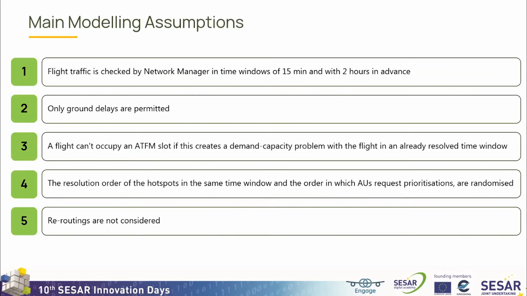In order to model this complex system of interactions, we have derived a series of hypotheses or simplifications. The most relevant ones are listed below. Flight traffic is checked by the network manager in time windows of 15 minutes and 2 hours in advance. Then only ground delays are permitted. A flight can't occupy an ATFM slot if this creates a demand capacity problem with the flight in an already resolved time window. The resolution order of the hotspots in the same time window and the order in which airspace users request prioritizations are randomized. And finally, the reroutings are not considered.